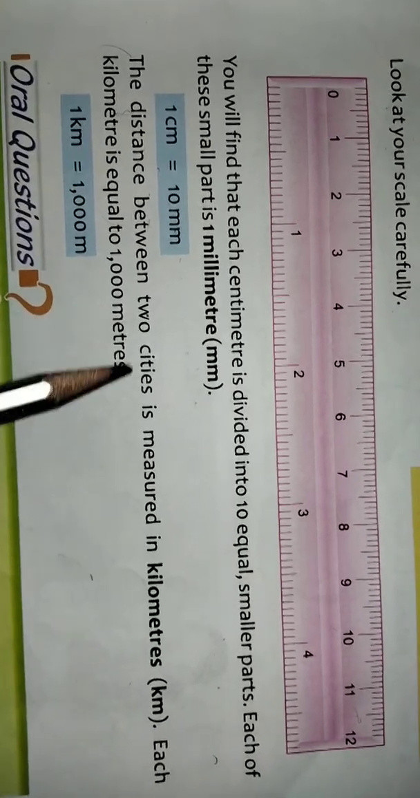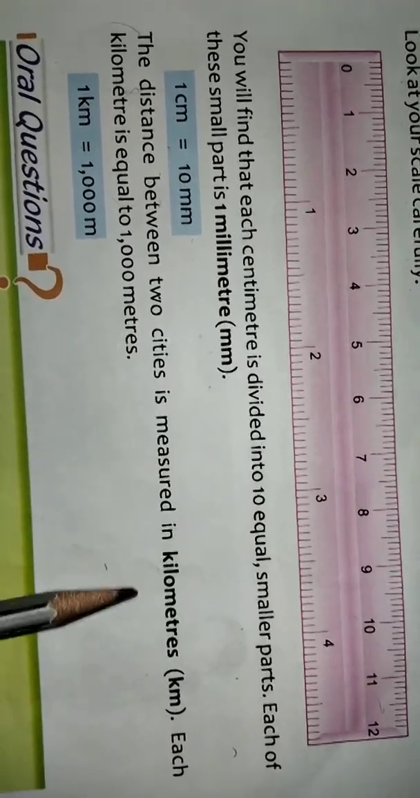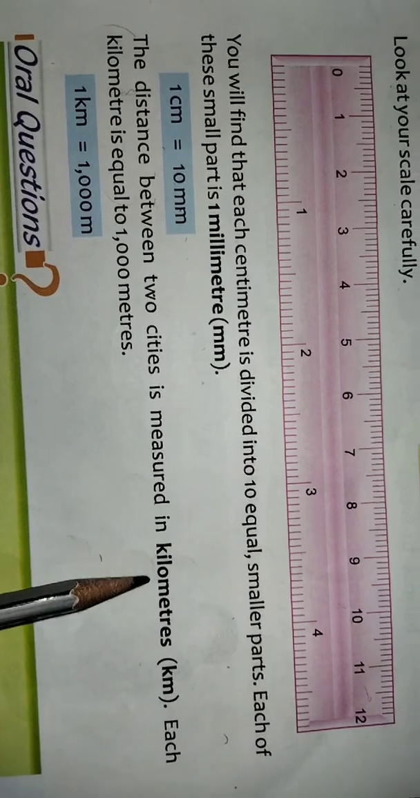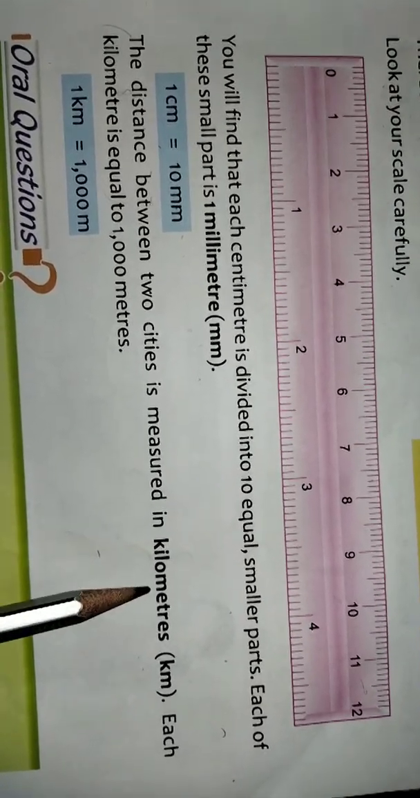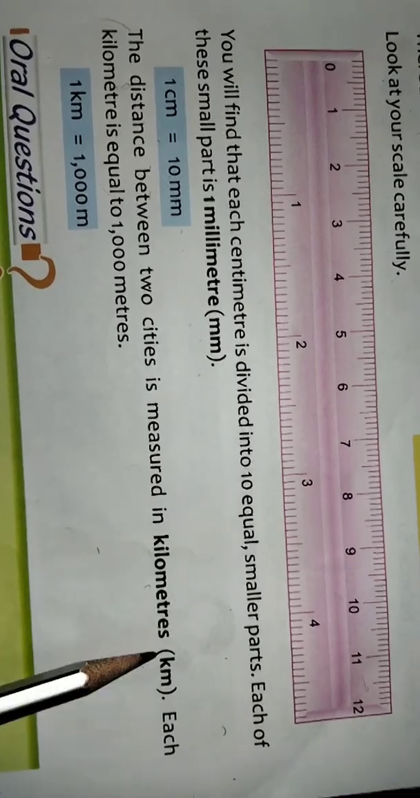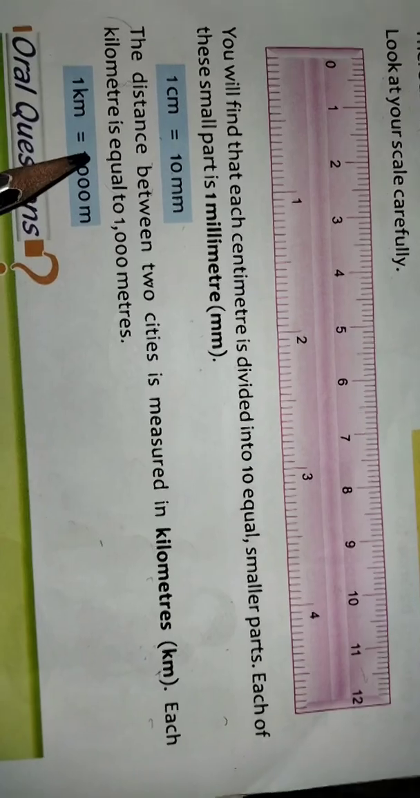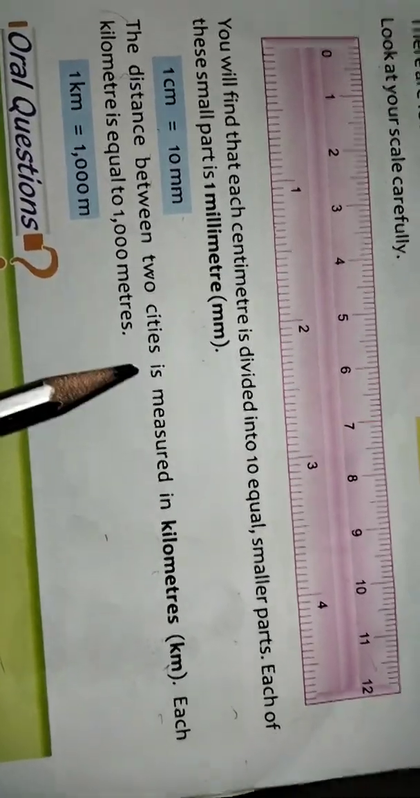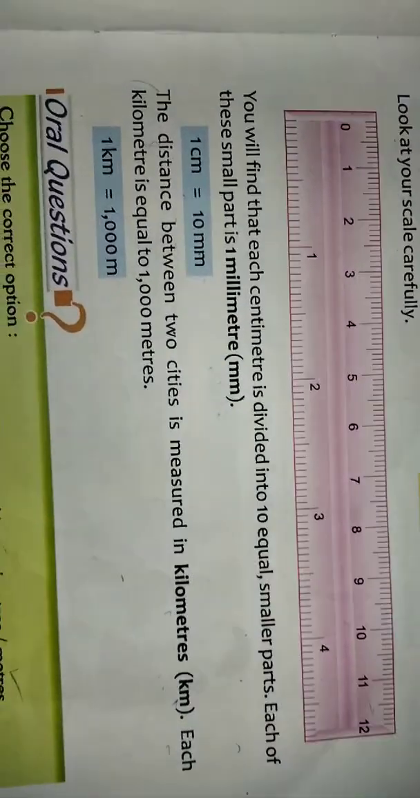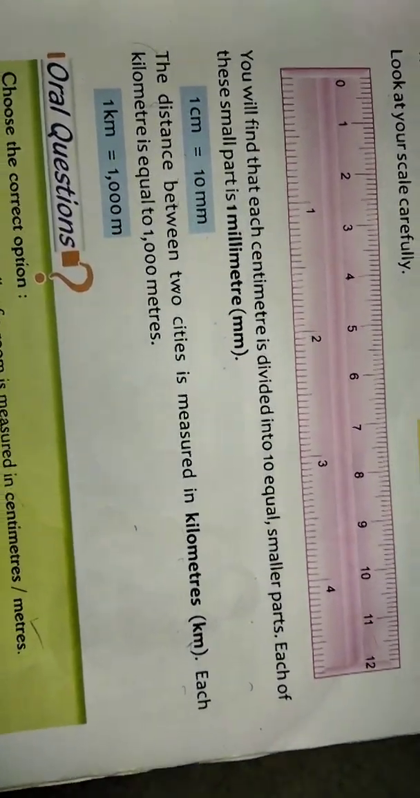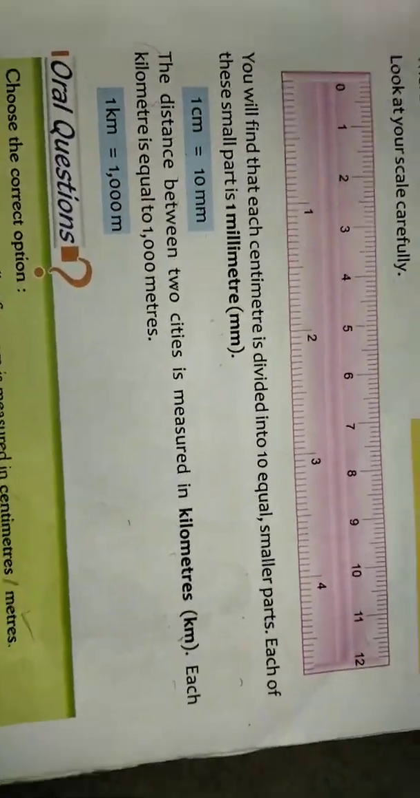The distance between two cities is measured in kilometers. It is known as a kilometer. km means kilometer. Each kilometer is equal to 1000 meters. 1 kilometer is equal to 1000 meters.